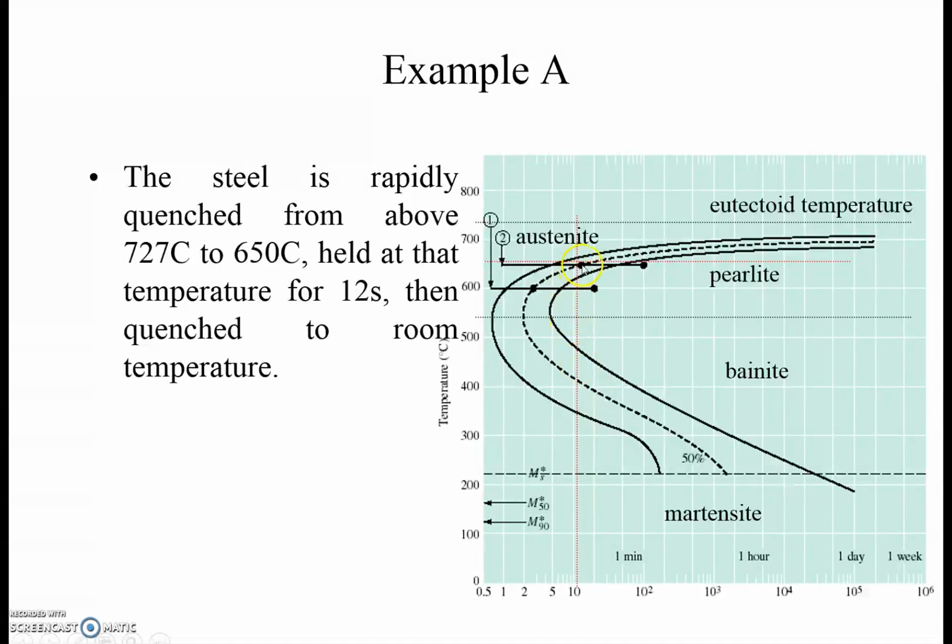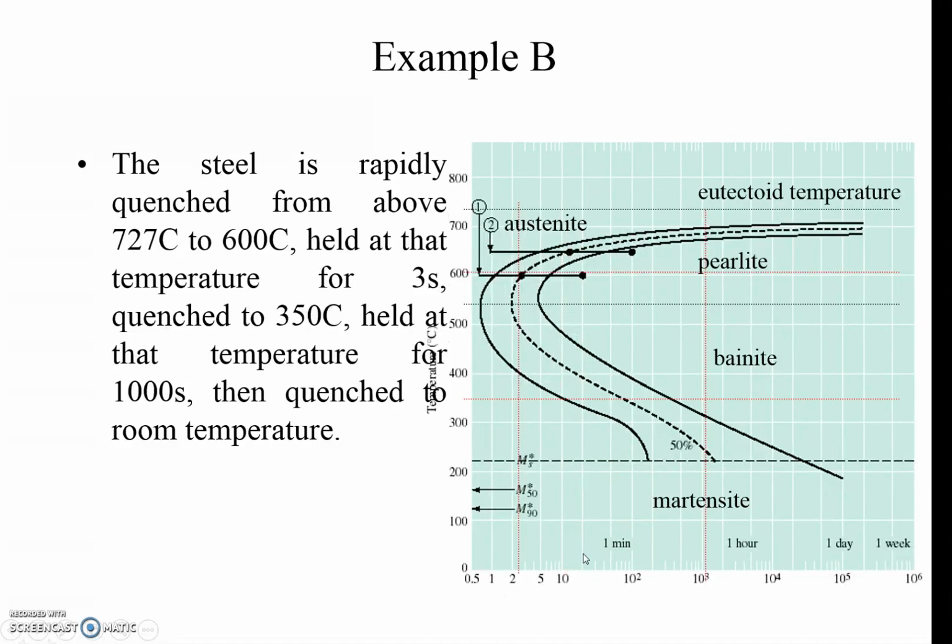So what's going to happen? Here I'm at 50% austenite, 50% pearlite. I come down. Well, remember, you come down here, you rapidly quench, your austenite becomes martensite. So I'll be at 50% martensite and then 50% pearlite.